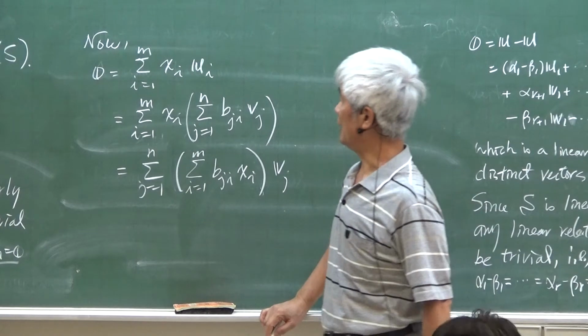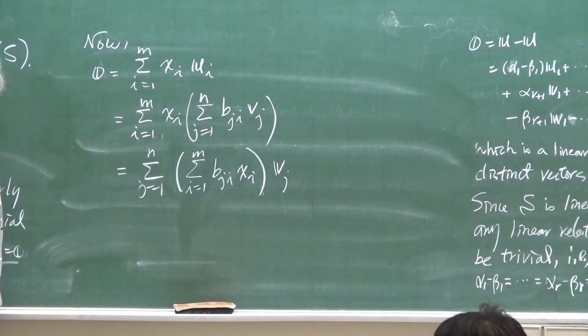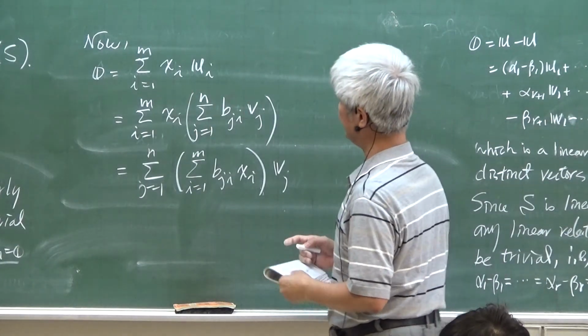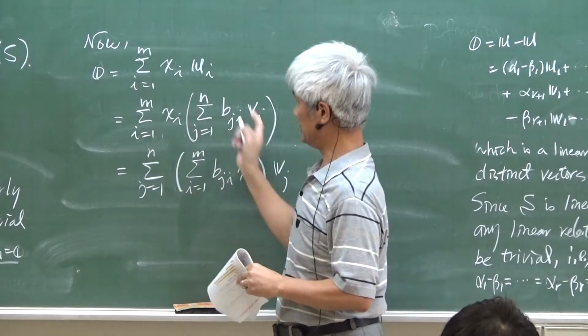Now the bji are known, right? Because they are given here, but the xi are unknown. All right. So we want to establish such a relation.